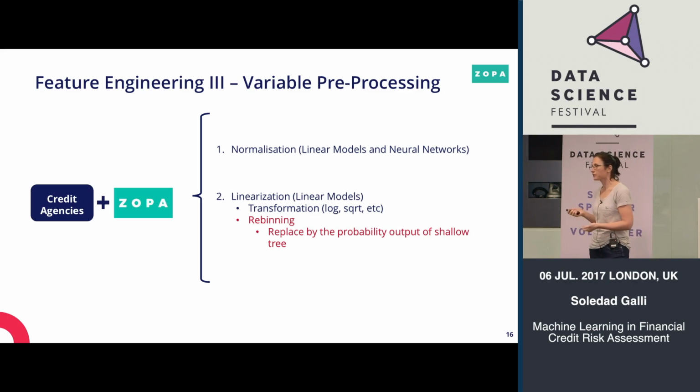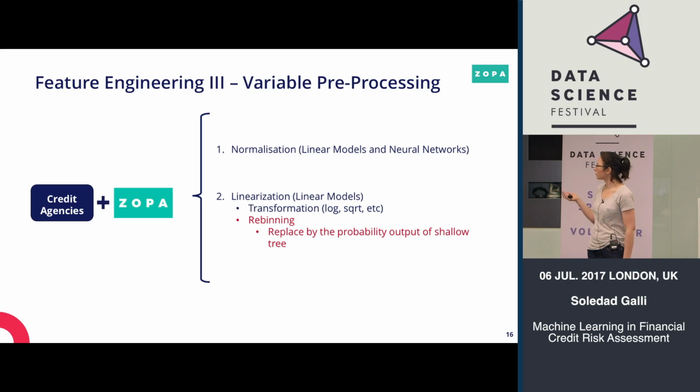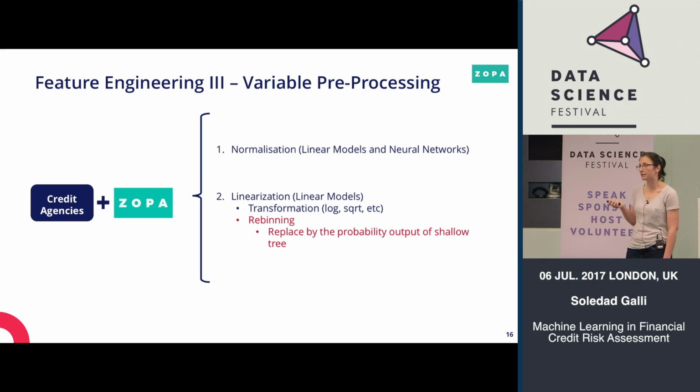So what you want to do is to find some sort of linearization. You can do that by applying a mathematical transformation, like, for example, logarithms, square roots, or any one that you like. What we like doing at Zopa is something that we have named rebinning. What rebinning is trying to do is capture the buckets that are linearly associated with the variable.